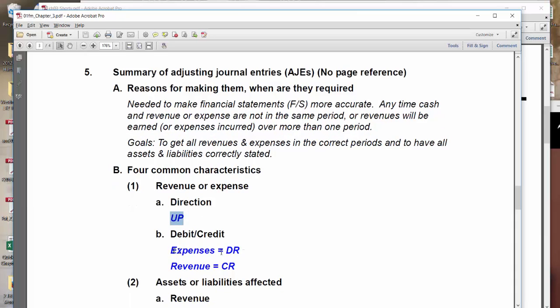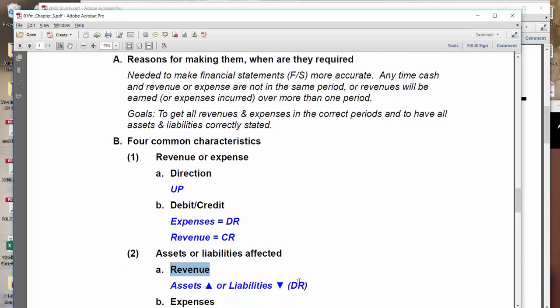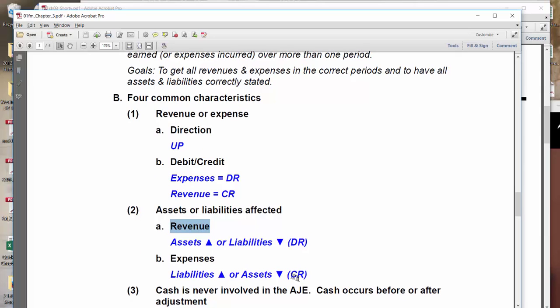Mechanically speaking, whenever we have expenses getting bigger, we have to debit an expense account, or whenever we have revenue getting bigger, we have to credit a revenue account. In addition, an asset or a liability will be impacted by this adjusting journal entry. So if it's a revenue, either assets will be getting bigger or liabilities will be getting smaller through a debit. And if it's an expense, either liabilities will be getting bigger or assets will be getting smaller through a credit.